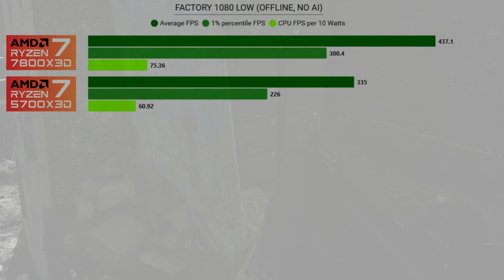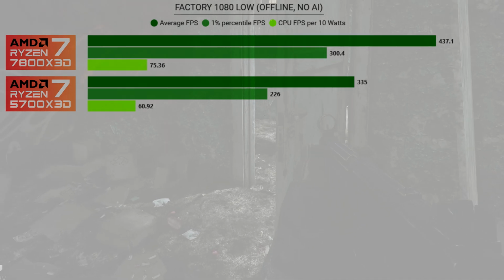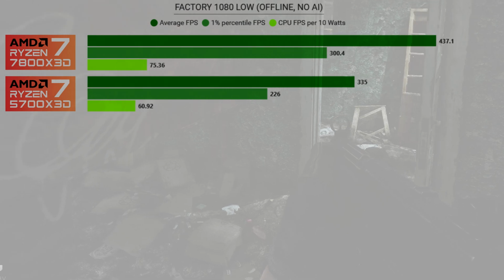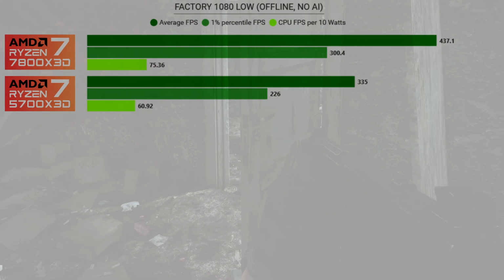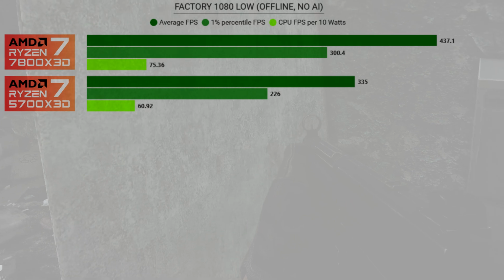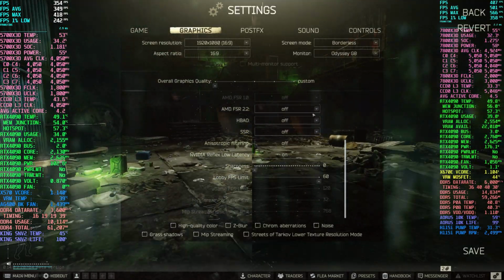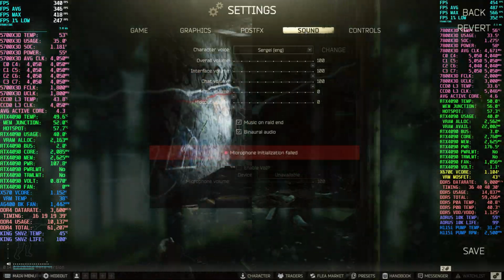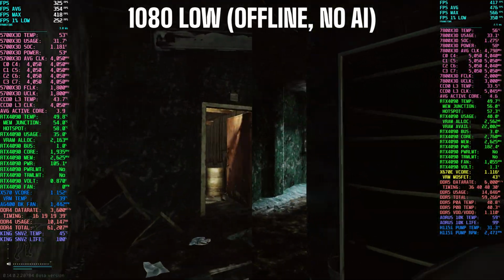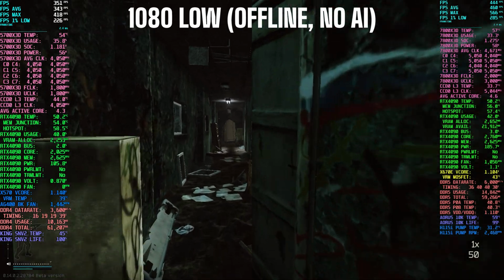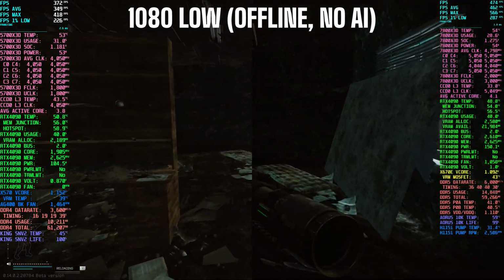So in this test, the 7800X3D was leading in average FPS by over 100, and in the 1% category by about 75 FPS. The CPU FPS per 10 watts on the 7800X3D is around 75, and the 5800X3D is around 60. When we take the GPU, the AI, server latency, and other players out of the equation, the 7800X3D represents about a 30% performance increase over the 5700X3D, and that's pretty much in line with what I've been seeing with my previous tests. So that's pretty encouraging to see for me personally, to see that that estimation was correct in numbers.